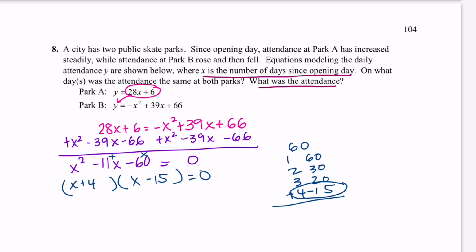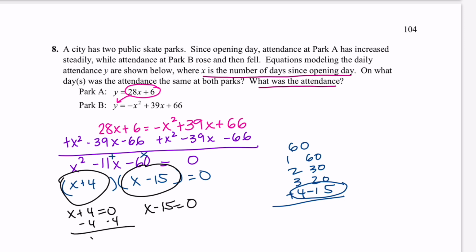We're going to set each piece equal to 0. The zero product property says if there's two things multiplied to equal 0, either the first one has to equal 0 or the second one has to equal 0. So we subtract 4 from both sides: x equals negative 4. Add 15 to both sides, and x equals 15.